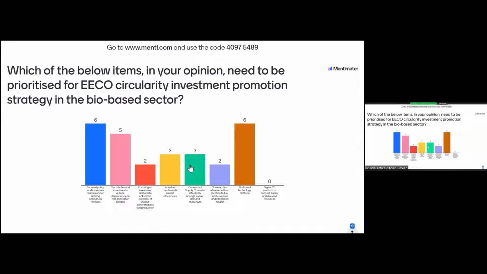Currently, there are very high votes for two of these, which is focused policy incentives. We completely agree and align to this. There's definitely a need for more policy and incentives for valorizing residues and the technology platforms to support the demand-supply connection. We're also seeing good votes for tax rebates and incentives.